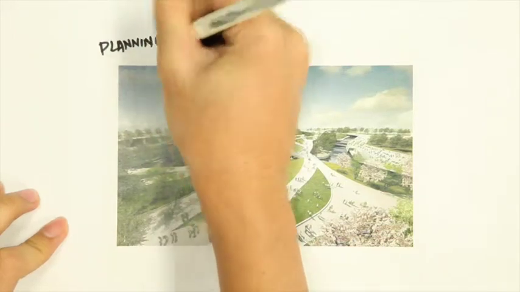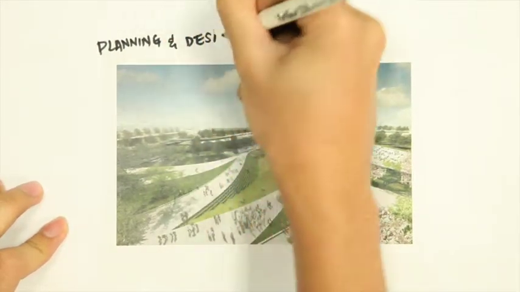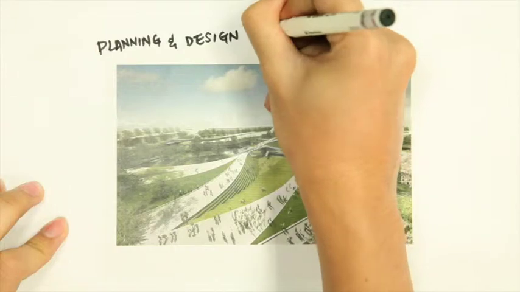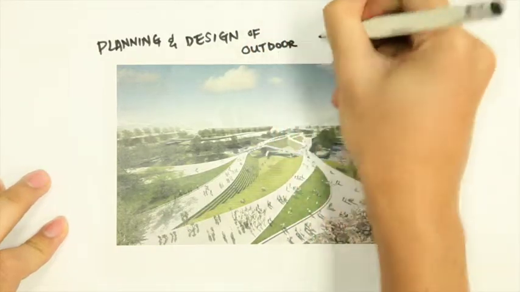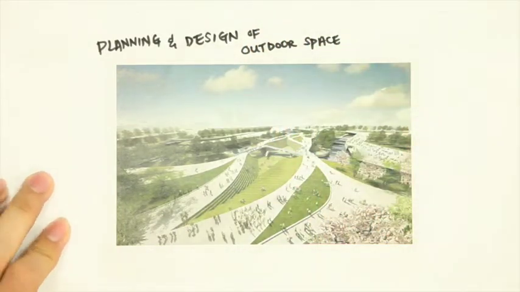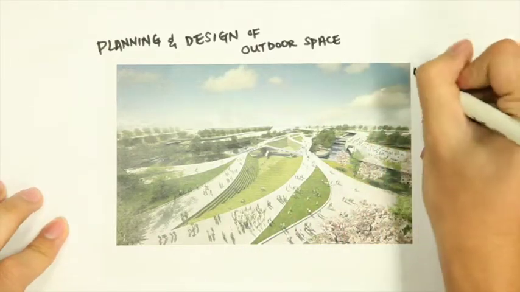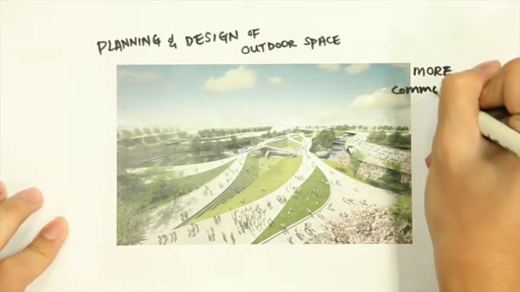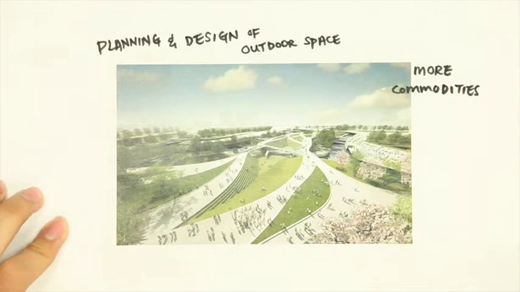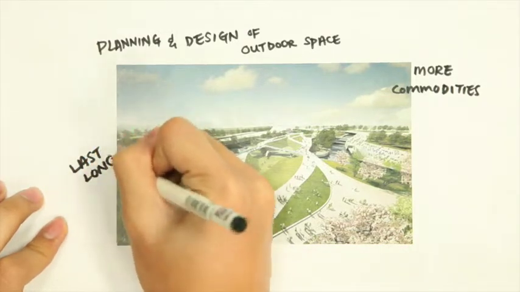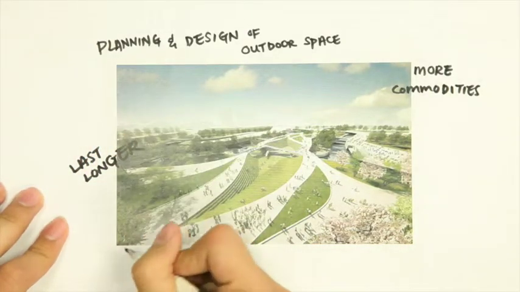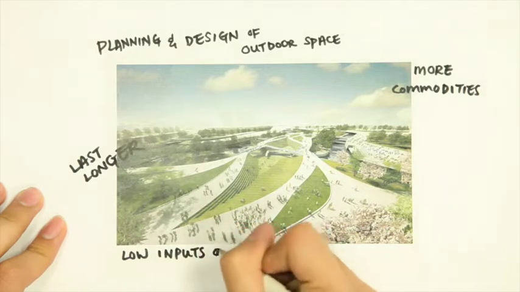What is sustainable urban landscape? Sustainable landscape architecture is a category of sustainable design concerned with the planning and design of outdoor spaces. An outdoor space is likely to last longer and give more commodities to its owner if it requires low inputs of energy, water, or fertilizer.